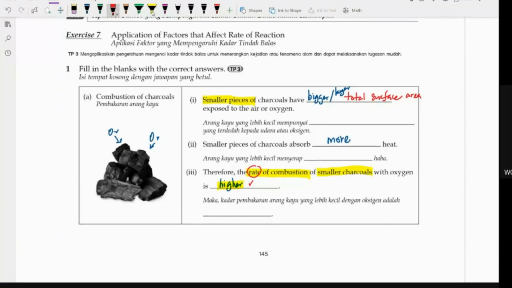So besides charcoals, sometimes you will see the question changed to meat, daging, meat is also the same, or anything with a smaller size. So you can use the same points to explain in your exam. So this one is the application. Any question about the size or total surface area? Okay.